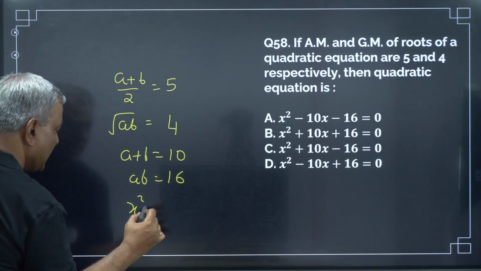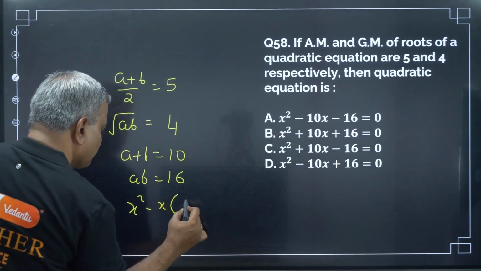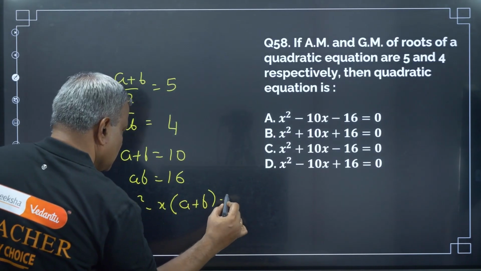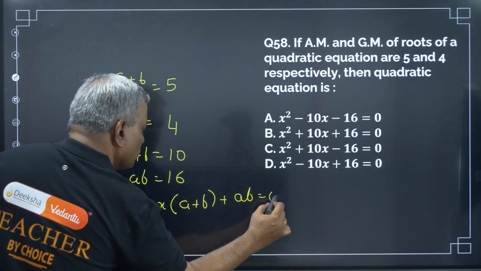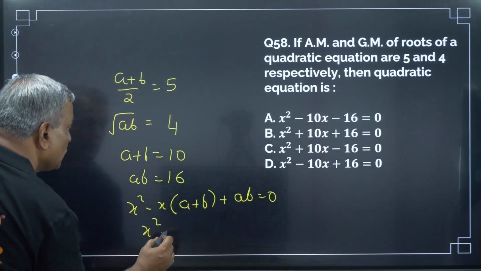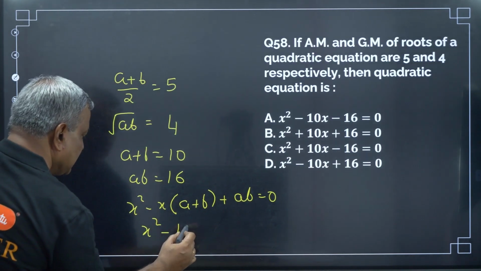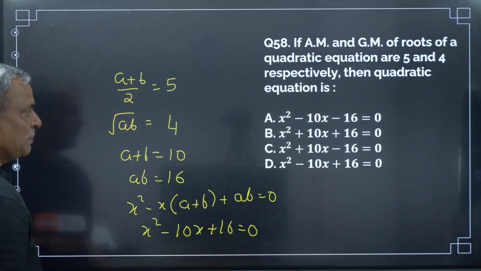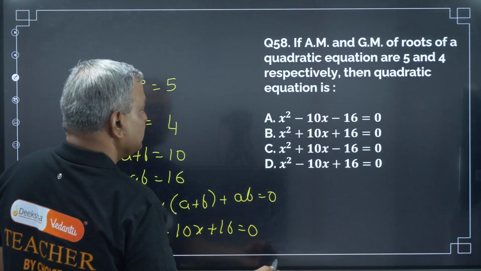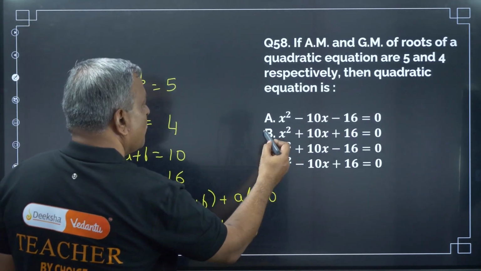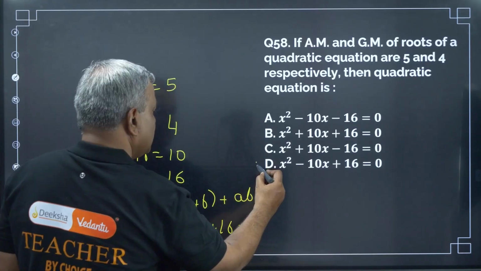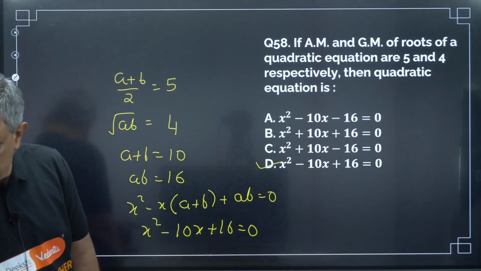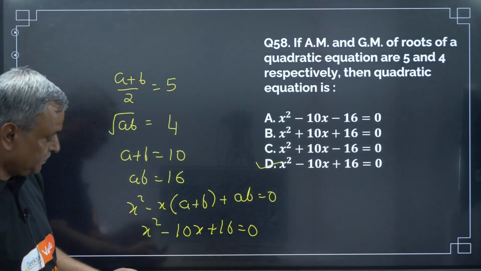So x square minus x into sum of roots plus product of roots equal to 0. We get x square minus 10x plus 16 is equal to 0. So option D. 58, option D.